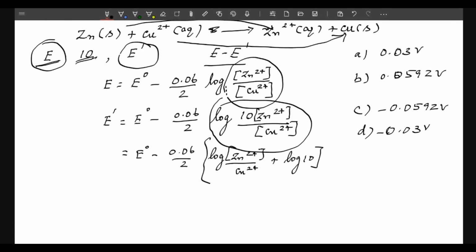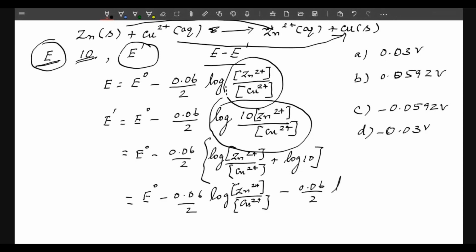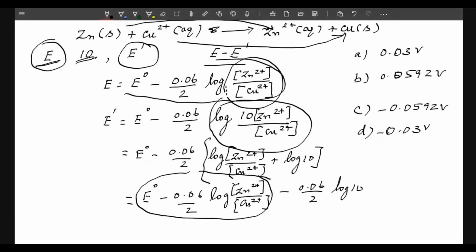This is log of A into B. I keep this quotient as B and the 10 as A, then it is equal to log A plus log B. Under this condition, I have changed it. Now expand this, you will get E naught minus 0.06 by 2 into log of zinc 2 plus by copper 2 plus, minus 0.06 by 2 into log K. Okay? And look at this first equation and compare. This is nothing but E. Therefore, E prime is equal to E minus 0.03 log K.